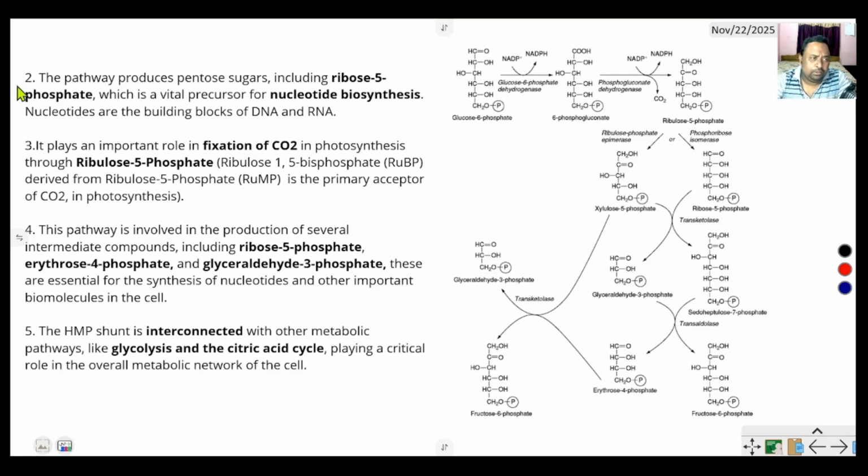Number 2, significance: the pathway produces a pentose sugar, that is ribose 5-phosphate. This ribose 5-phosphate is the raw material of nucleotide synthesis. This is the ribose 5-phosphate.